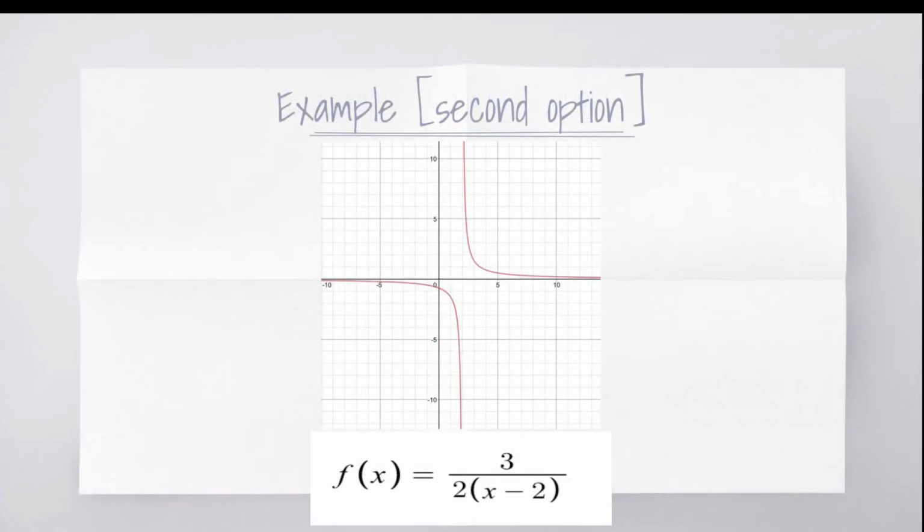This graph shows the second option for an infinite discontinuity. Here we can see how each end is facing a different way. In this case, the limit doesn't exist.